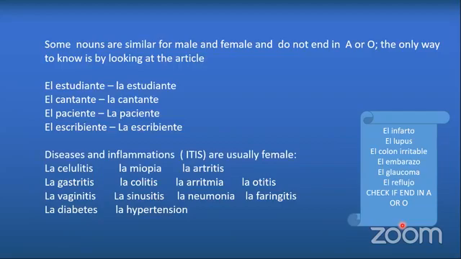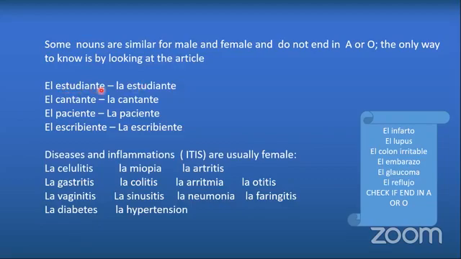Some nouns are similar for male and female, and they don't change in A or O. The only way to know is by looking at the article. They don't change; sometimes they end in a vowel, the E, that you call I, but in Spanish we say E. Let's see these ones here.